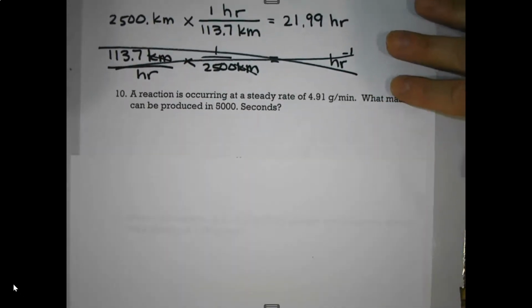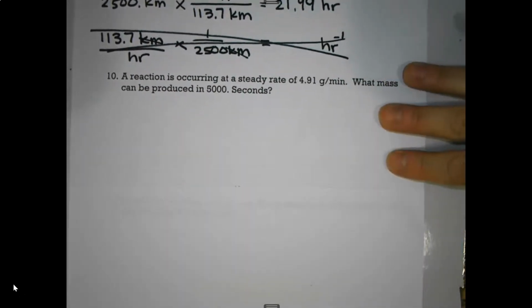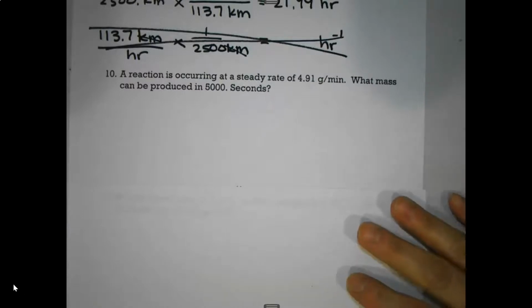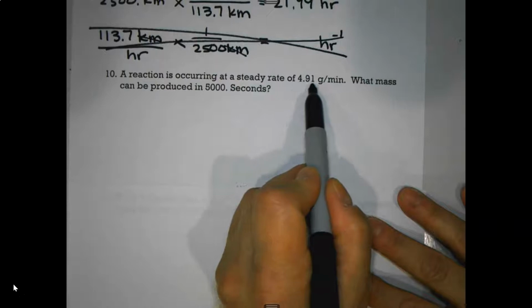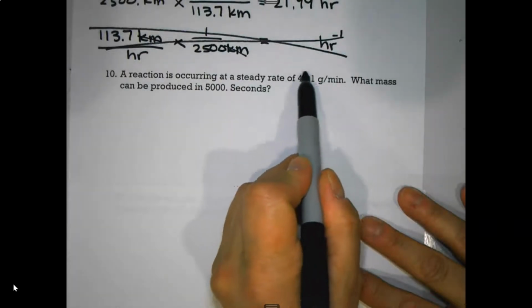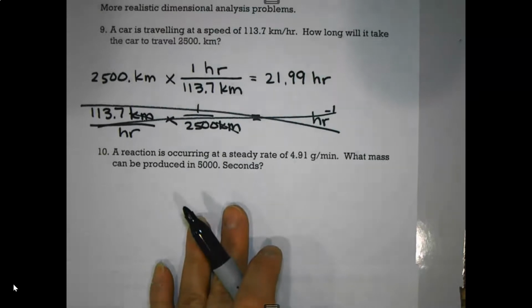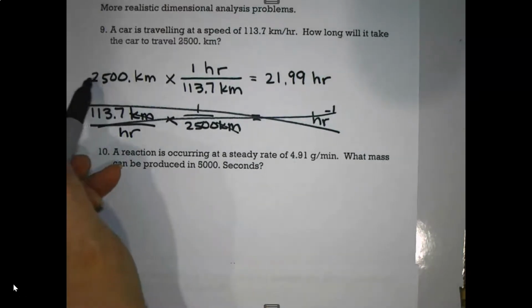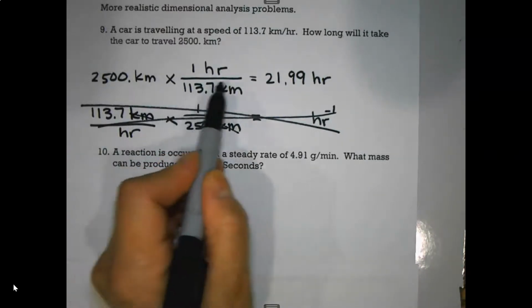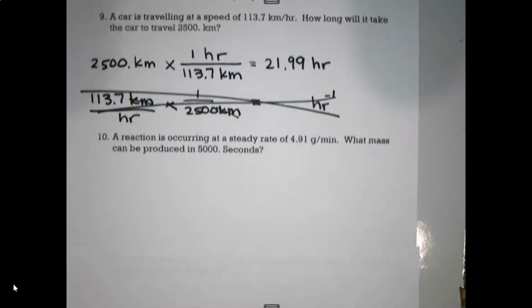Okay, so here we've got a reaction occurring at a steady rate of 4.91 grams per minute. What mass can be produced in 5,000 seconds? Again, this is a conversion factor. It's got some sig figs in it because we've gotten it from doing some measurements, so that's going to contribute to sig figs. By the way, looking back up at this one, 4 sig figs here, but I still have 4 sig figs here, so I'm going to have 4 in my answer.